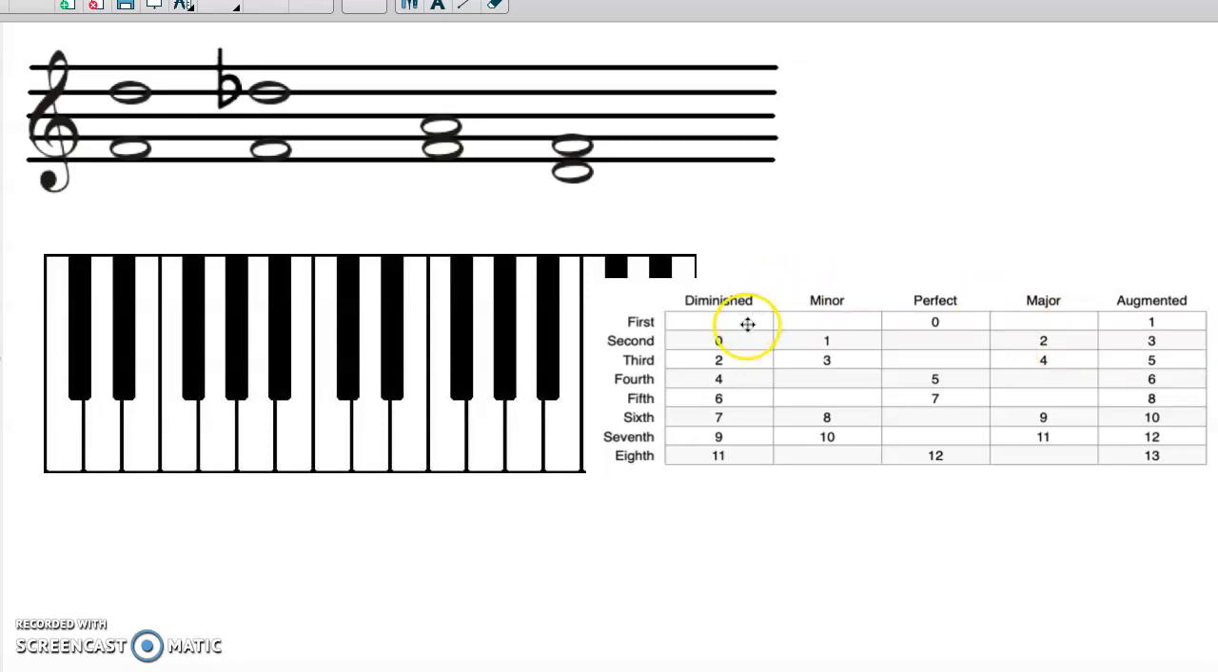Notice that a diminished third has 2 half steps, and so does a major second. So there are 2 names for many of these intervals, and it will only depend on the context as to how you name them. But like I said, for our purposes, we're only doing minor, perfect, and major today.